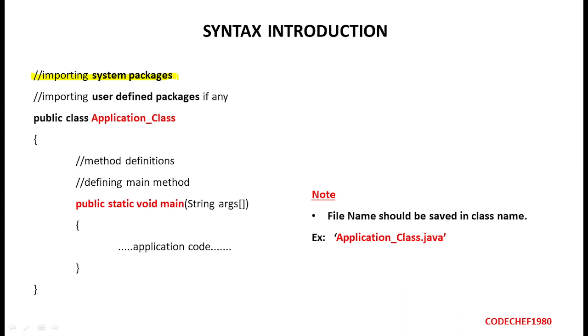Here, when we go with Java, everything is actually packages. Okay, so we can import the system package based on the kind of application code we are implementing. For example, suppose you are implementing network programming using Java, then we have to use the Java network package to take the classes which are required to implement the network programming.